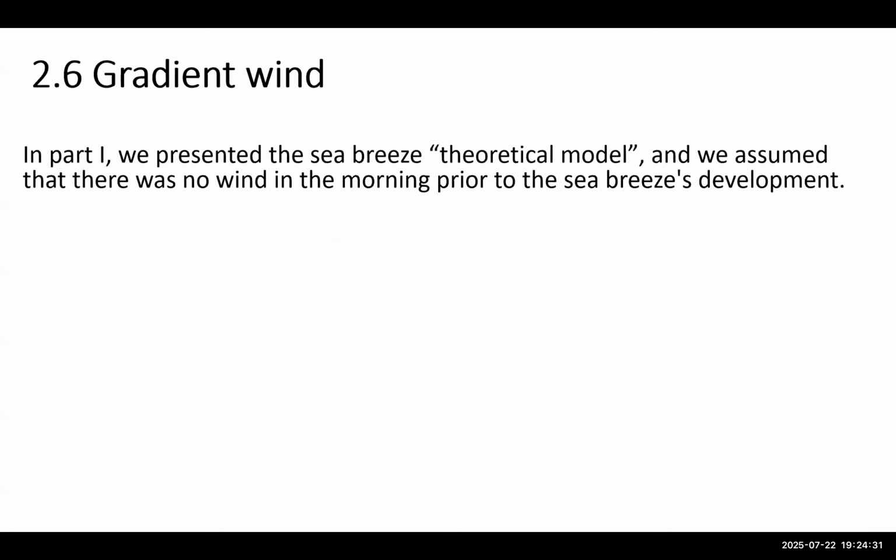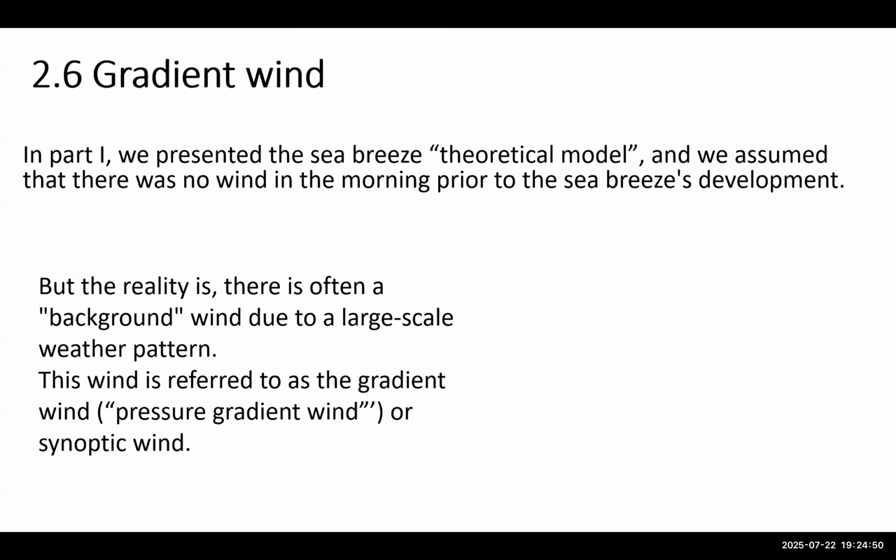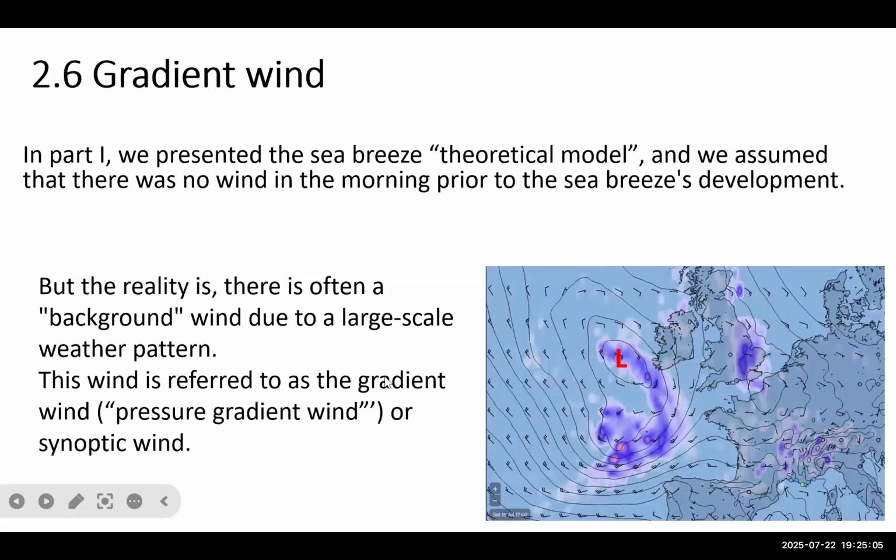So let's go to another factor that influences the sea breeze. This is the gradient wind. So in part one, when I showed this diagram from NOAA, I said that, in the model, in the morning, there is no wind, no gradient wind. But the reality is often in the morning, there is a background wind due to a large-scale weather pattern. So this wind is referred to as a gradient wind. The full name is pressure gradient wind, or some people call it synoptic wind.